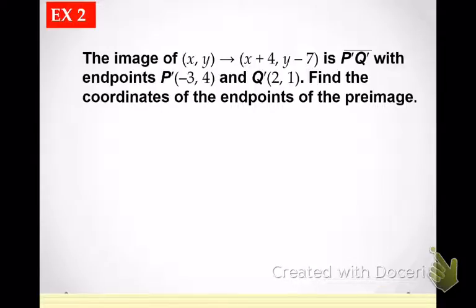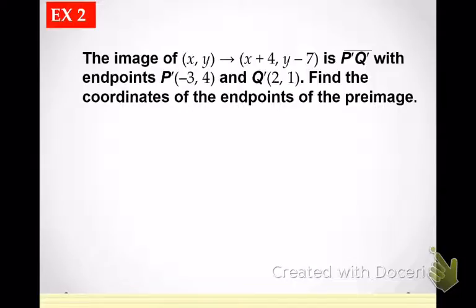Megan? Would you subtract 4? Yes, you do the opposite. So we would subtract 4 and add 7 to these points. Because that's the result. I got to this point from adding 4 and subtracting 7. So if I want to get the original, I would subtract 4 from the p prime and q prime x values and add 7.